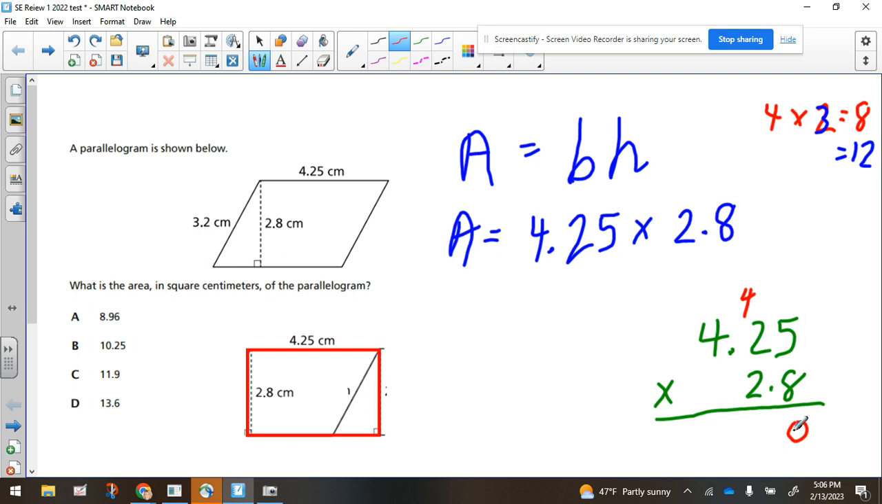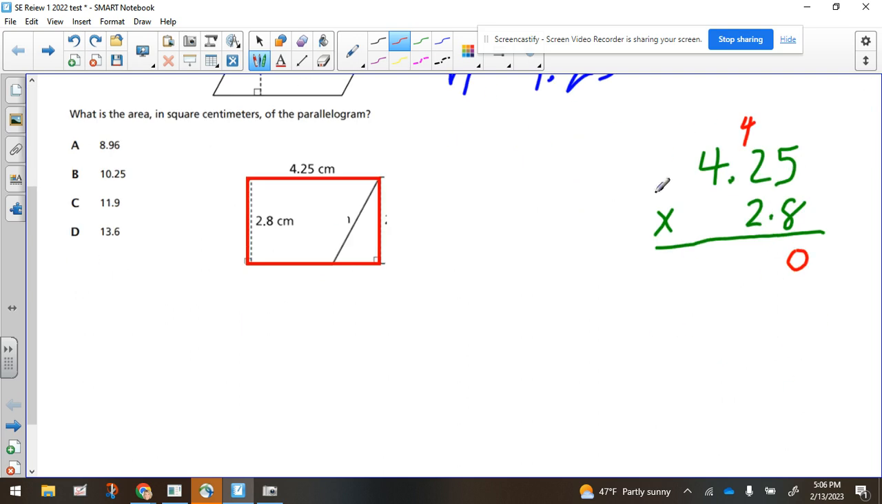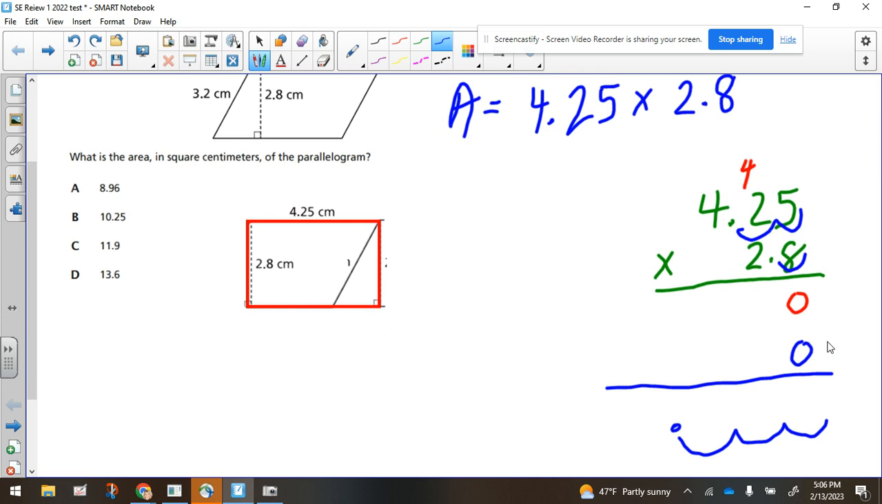Now, when you're done and you have your row of work for the 8s, and then you have your row of work for the 2s, you want to make sure you add a 0 before you start working with that 2, because you have to go over 1, 2, 3 to the left. So when you're done, you want to count over 1, 2, 3 to the left and put your decimal 3 to the left. So just be careful with that decimal.